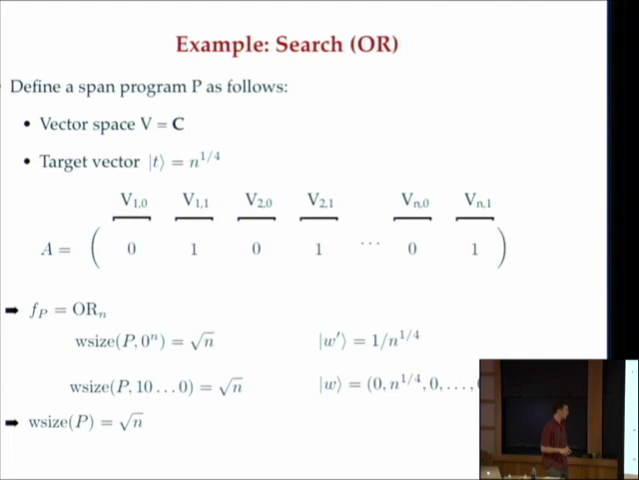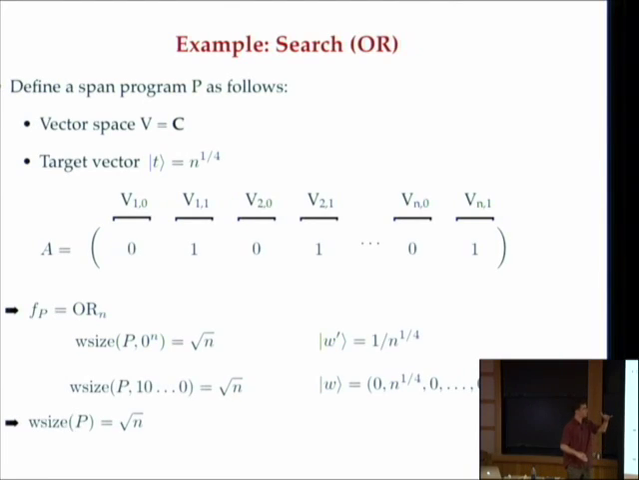In the false case, so OR is false on the all zeros input, we're looking for a W prime that has inner product 1 with the target. So it has to be 1 over n to the 1/4. Then we multiply that by the adjoint of this matrix and take the squared length. And so that should be square root of n as well. That's why I chose the normalization of the target, because I wanted these two to be the same, so that the witness size of the span program is equal to square root of n.